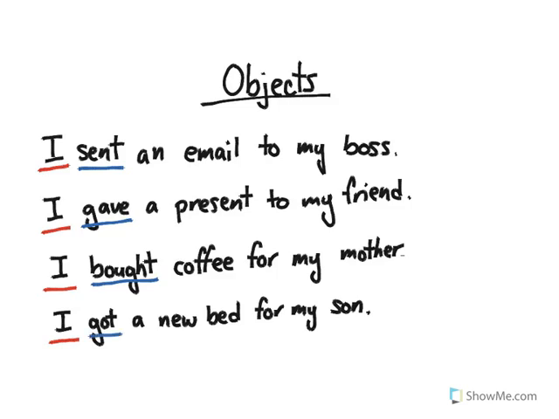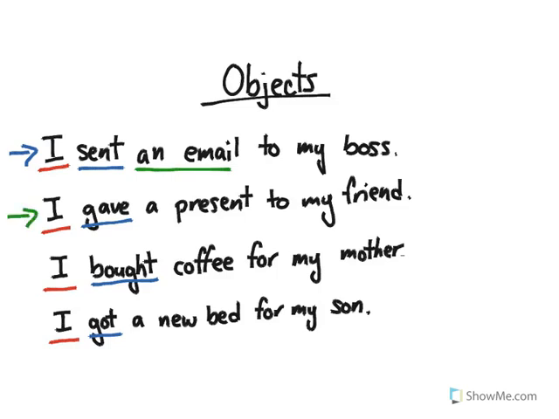Now, in some sentences, that's all you need. You just need a subject and a verb to make a complete sentence. However, many verbs need to have an object after them. Here are some verbs like that: sent, gave, bought, and got. In the first sentence here, I sent. Okay, that's really not enough information. What did you send? In this case, I sent an email.